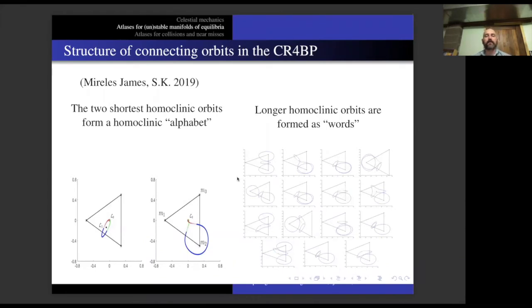When you have numerically computed these connecting orbits, you start to find some interesting things that you really didn't know existed. So we wrote this paper in 2019, a numerical study of homoclinic orbits in the four-body problem. What we learned is that these homoclinics have this kind of language, this alphabet: two short homoclinics, and all the other homoclinics seemed to arise from shadowing these two model homoclinics that we called letters in our alphabet.